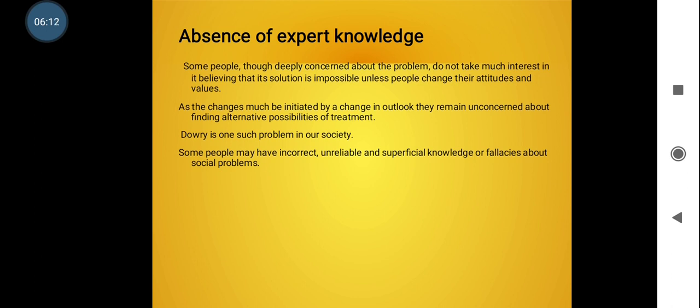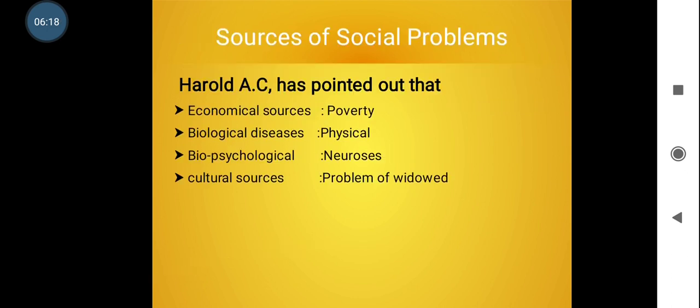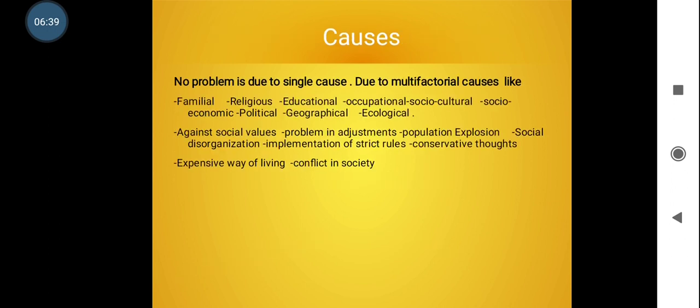Some people may have incorrect, unreliable, and superficial knowledge or fallacies about social problems. The next, moving on, sources of social problem. Carol AC has pointed out economical sources like poverty, biological diseases like physical issues, biopsychological sources, neurosis, cultural sources, problem of widow in the society.